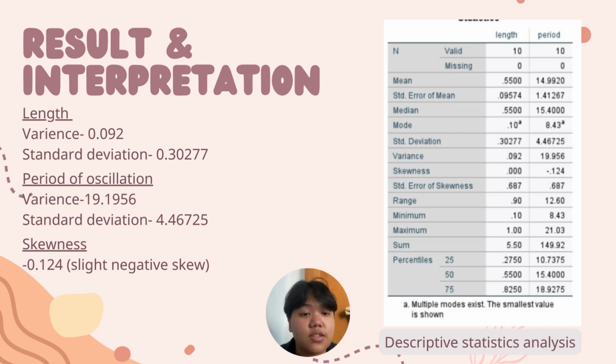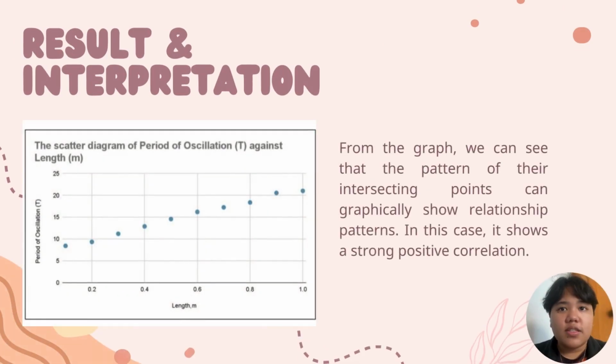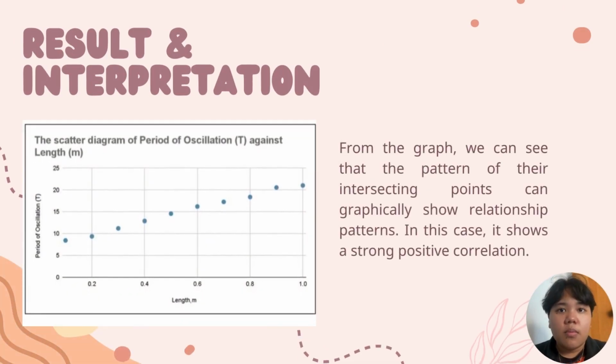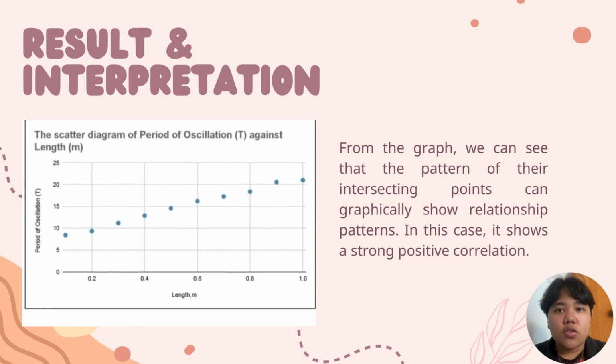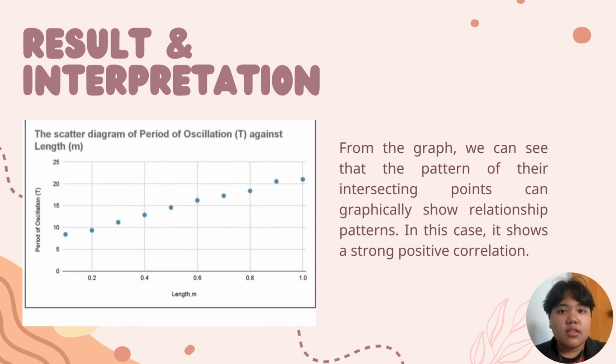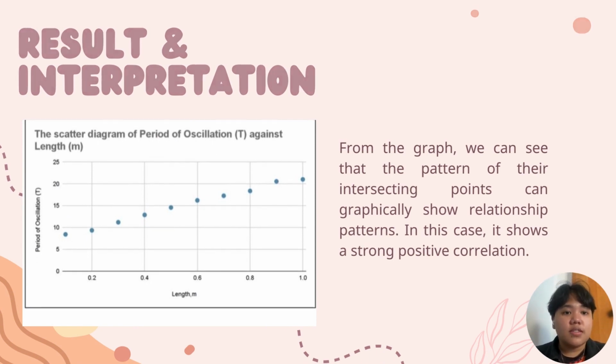The mean will be less than the median, and the majority of the data points are concentrated toward the right side of the distribution. So from the graph, we can see that the pattern of the intersecting points can graphically show relationship patterns. In this case, it shows a strong positive correlation.